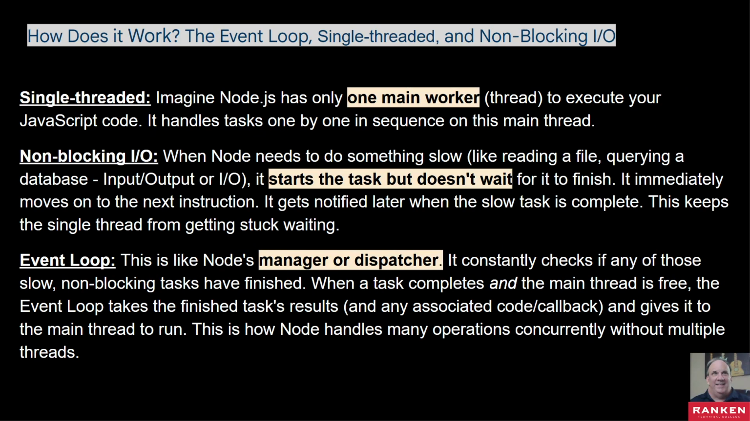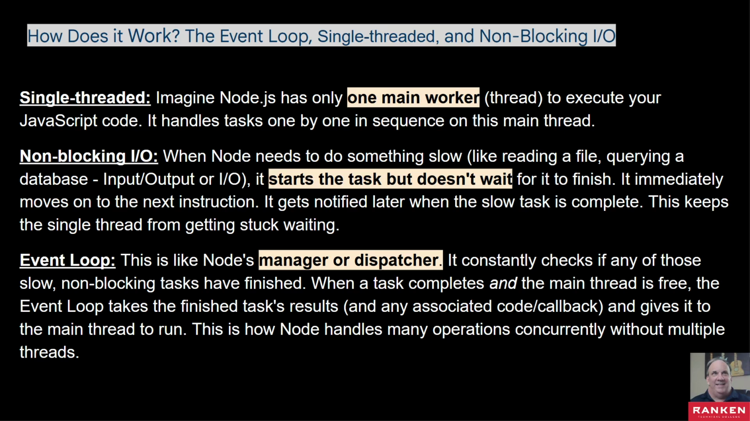So how does it work? Consider the idea of a single thread. Imagine Node.js has only one main worker thread to execute your JavaScript code, and it handles tasks one by one in sequence on this main thread. Let's use an example and compare that to a waiter in a busy restaurant.